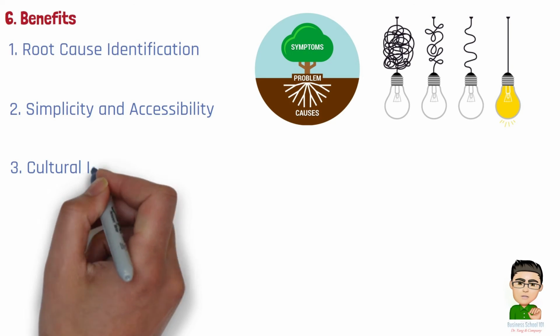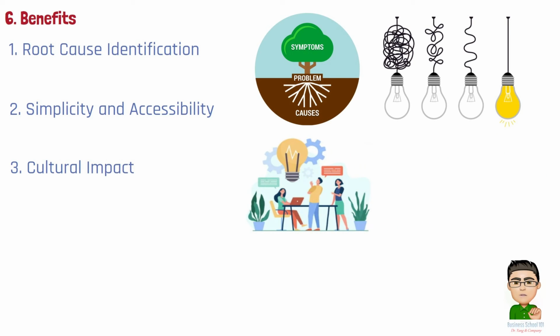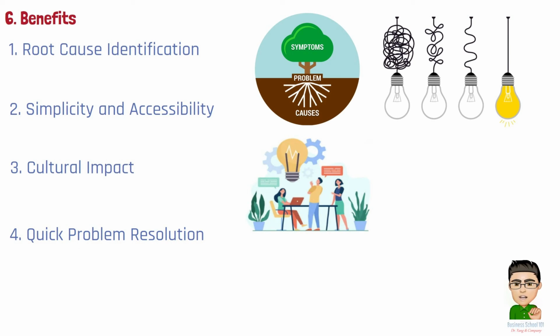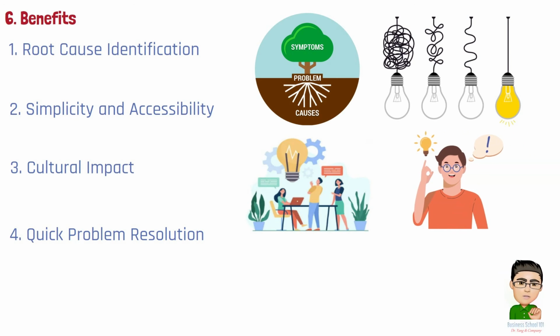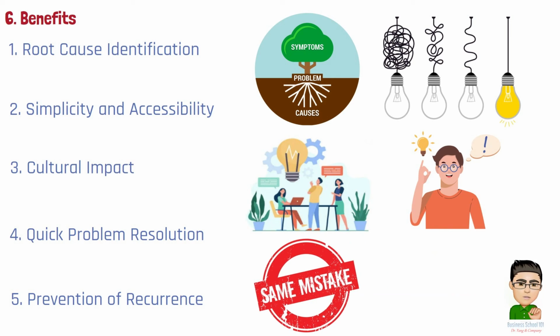Number 3. Cultural impact. Encourages a culture of continuous improvement by fostering a mindset of curiosity and problem solving. It empowers employees to ask questions and seek solutions proactively. Number 4. Quick problem resolution. The iterative questioning process can lead to rapid problem resolution. By addressing the root cause, organizations can save time and resources that might have been spent on treating symptoms repeatedly. Number 5. Prevention of recurrence. By addressing the root cause, the 5 Whys helps prevent the recurrence of the same problem, leading to more sustainable solutions.